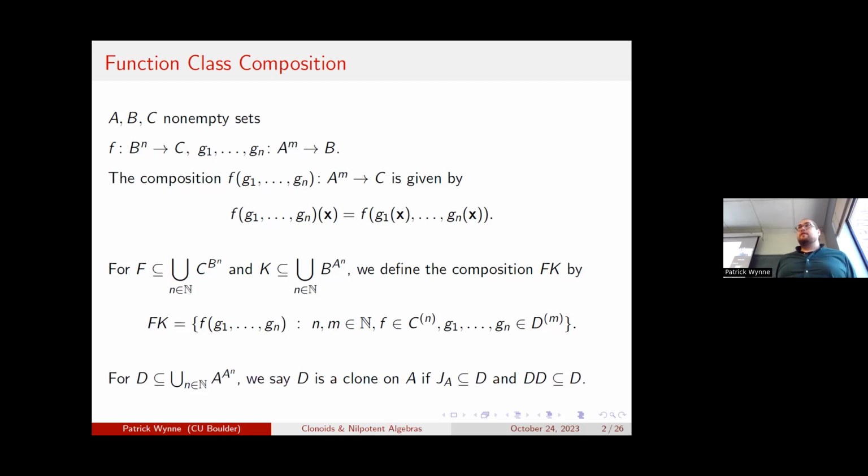So with this notion of function class composition, we can define a clone quite easily. A clone is a subset of functions from finite powers of A into A, such that this subset of functions contains all of the projections and is closed with respect to all the possible compositions. So J_A here denotes the set of all projections on A. If the composition of D and D is again contained in D, and the projections are in D, then we call D a clone on the set A.